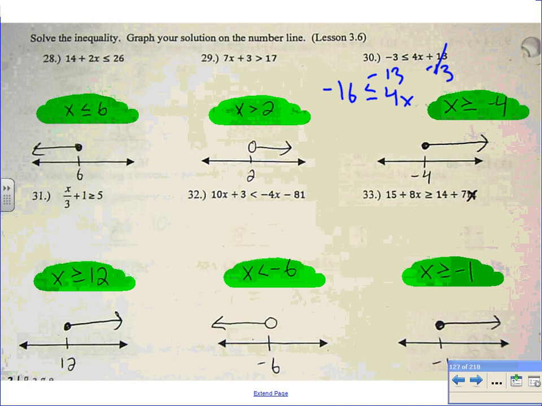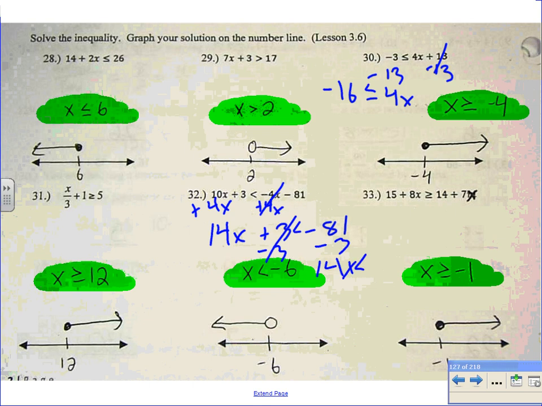Okay, 32 is an equation with variables on both sides. So I would get all the x's on the left, all the numbers on the right. So add 4x to both sides. So you have 14x plus 3 less than 81. And then subtract 3 on both sides. So you get 14x less than negative 84. Divide by 14, you get x is less than negative 6. All right, anyone else? Questions on any of that?